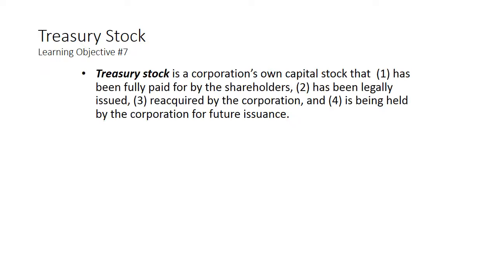Our next area is treasury stock. Treasury stock is not a new kind of stock. It's a label that the corporation puts on its own stock that has already been sold and paid for by the shareholders, and it has been legally issued, reacquired by the corporation, and is being held by the corporation for future issuance. So the corporation has become an owner of itself. So we label those shares of stock treasury stock.